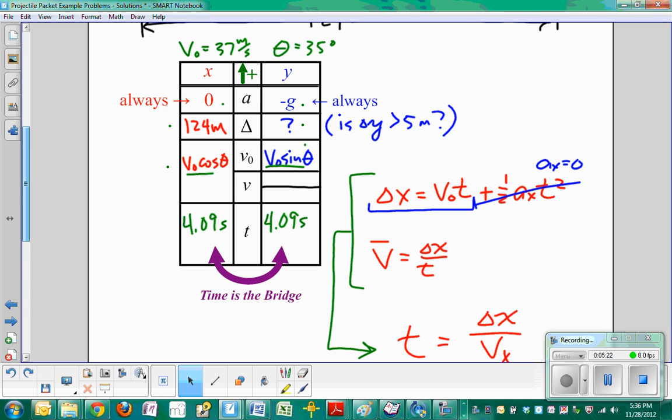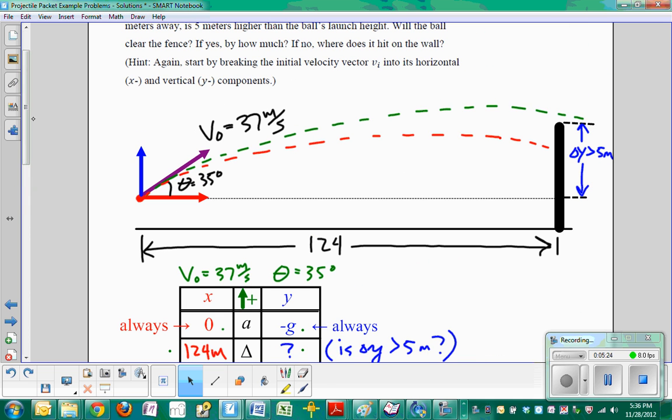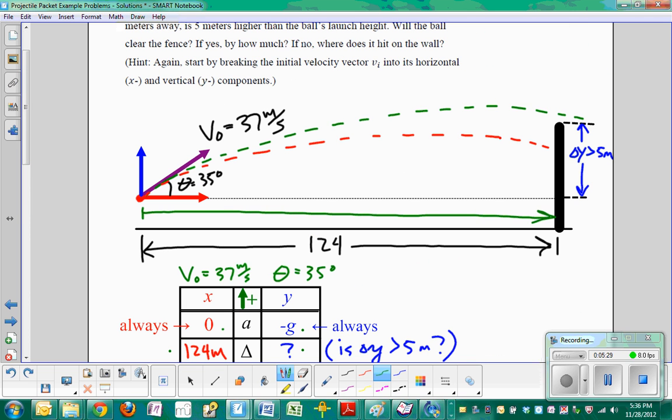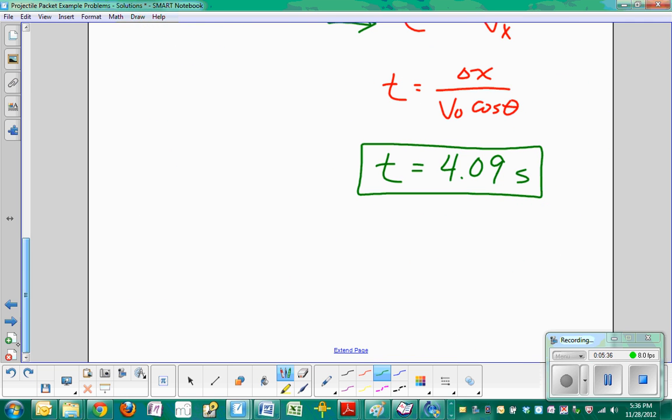All right, so time is the bridge, so now we have 4.09 seconds for motion in the y direction as well. In other words, time is going to be constrained by how long it takes the baseball to go from here to here, which we just decided is this distance divided by its horizontal speed. And in that amount of time, the baseball will be going up and then maybe coming down, but we want to make sure that when it goes up and comes down, it ends up at some place greater than 5 meters above where it started. In other words, we're talking about a delta y greater than 5 meters. That's what we want to know. If it's less, it won't clear the fence. If it's more, it will.